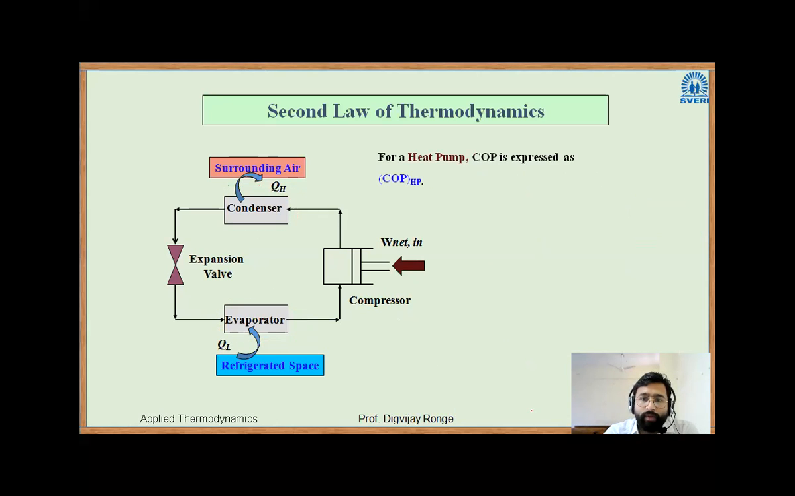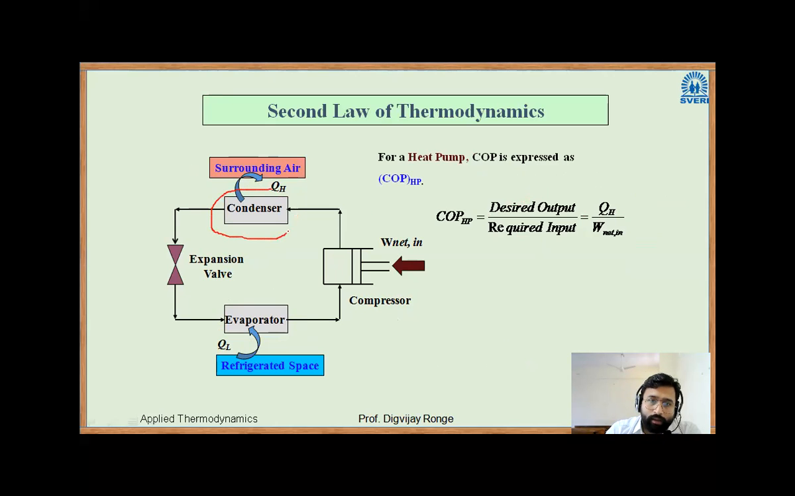For a heat pump, COP is expressed as COP of heat pump. So see here, desired output divided by work input, desired output will be QH. Why QH? Because we want to maintain the high temperature reservoir at higher temperature. So here QH will be our output. So QH divided by W.